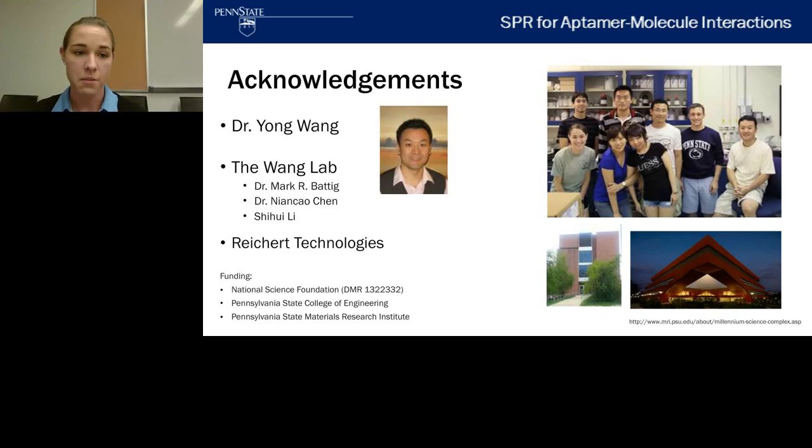So when we're evaluating aptamers binding to proteins, we often use amine coupling. And we find that this is a pretty useful way of immobilizing the proteins to the surface. And usually the system has worked out very well for our analysis.